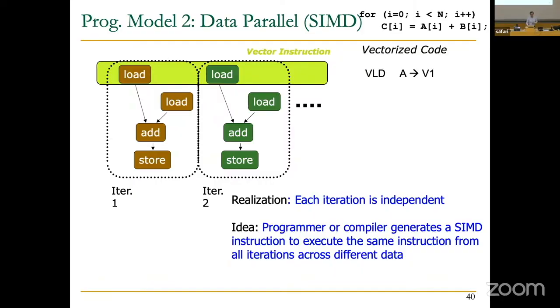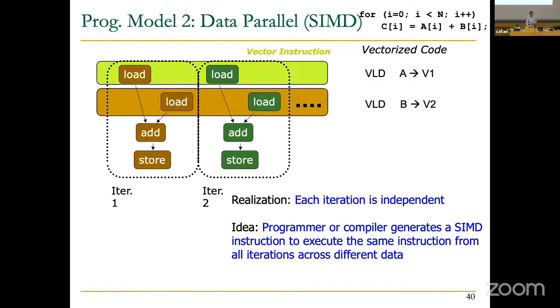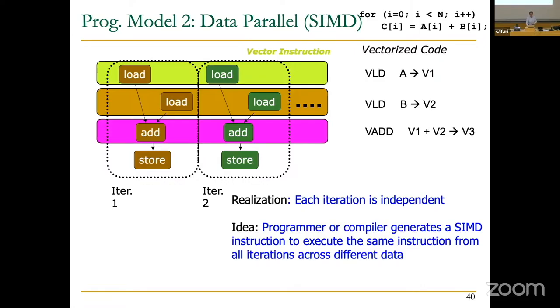So vectorized code looks like this. This is a vector load. A goes to V1. Of course, you need to have a vector length specified, but we are assuming that n is large, so you can actually have a huge vector length, if you will. And then the next load is another vector load. B goes to V2, vector register 2. The next vector instruction is a vector add. You add V1 and V2, the result goes to V3. The next instruction is a vector store. V3 goes to C. It's beautiful.